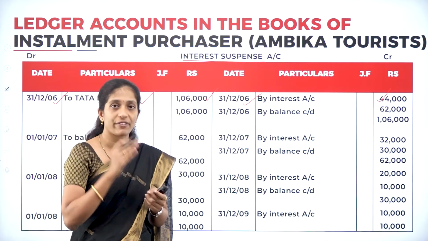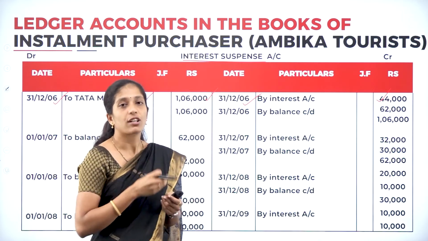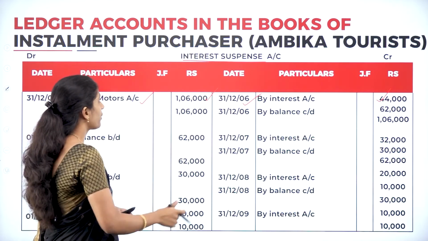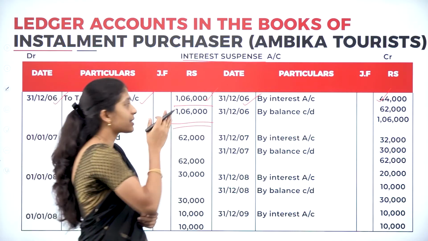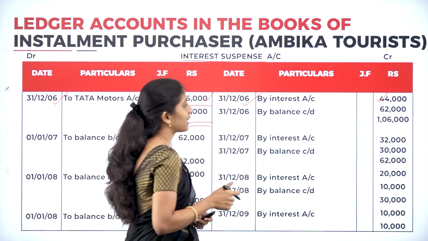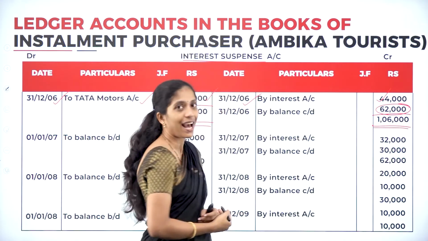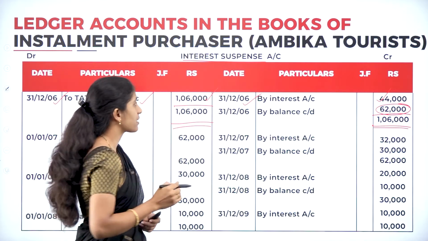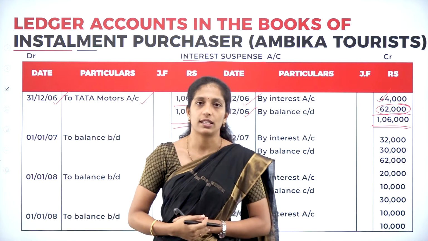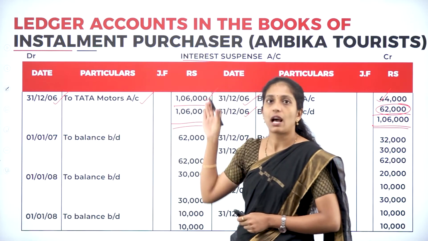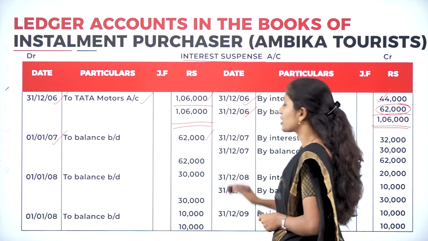Next, there is no other entry which comes under interest suspense account. Only 2 entries in the first year, that is for purchase of asset, and the next is for payment of the interest due. Now what will you do? You will balance both the sides. When you balance, you will get 1,06,000 on the debit side, whereas in the credit side you will get a balancing figure of 62,000. Now 62,000 has to be carried down for the next year. That is 31st 12/06, by balance carried down 62,000. Now whatever amount you have carried down in the previous year, bring down that balance. 1/1/07 balance brought down 62,000.